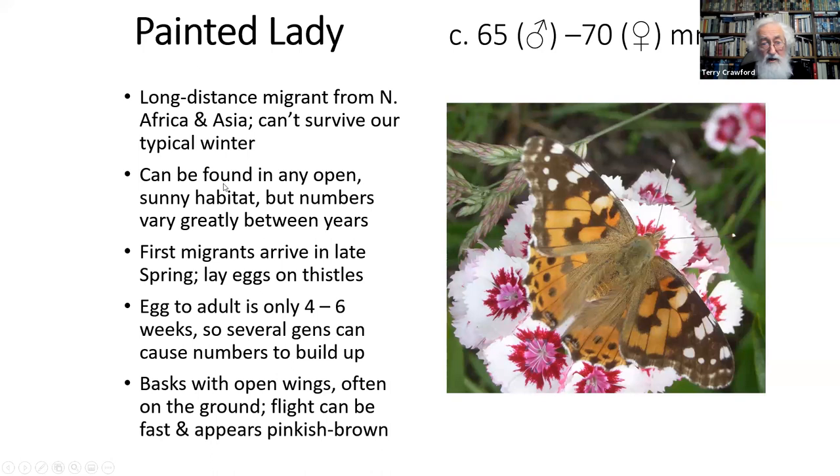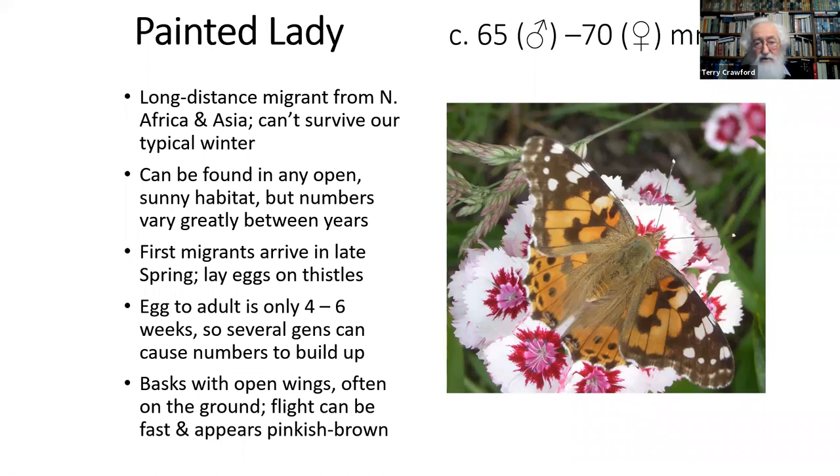And the thing about the Painted Lady is that they breed very, very rapidly. It only takes 4 to 6 weeks from laying the egg to having the adult appear. So in a good summer, they can get through 3 generations and the numbers will really build up. It basks with its wings open, either taking nectar on flowers or often on the ground on bare patches, and is unmistakable. If we've got a Painted Lady year, they're all over the place and they migrate with a very, very fast, determined flight. In fact, they will fly fast around buildings, almost as if they can see where they're going. It's amazing, really.